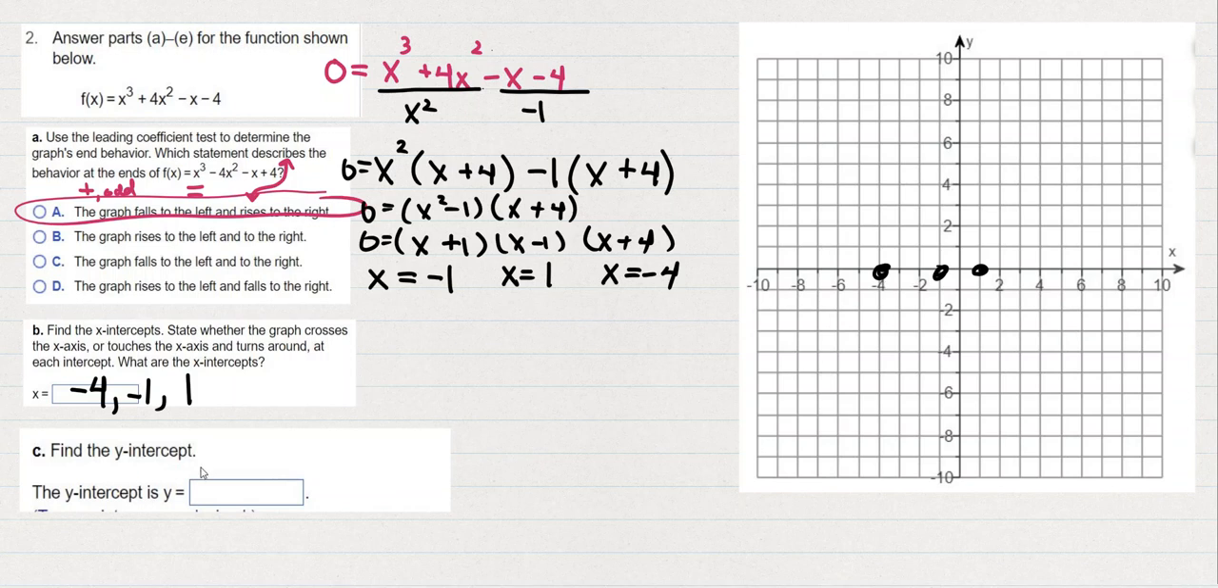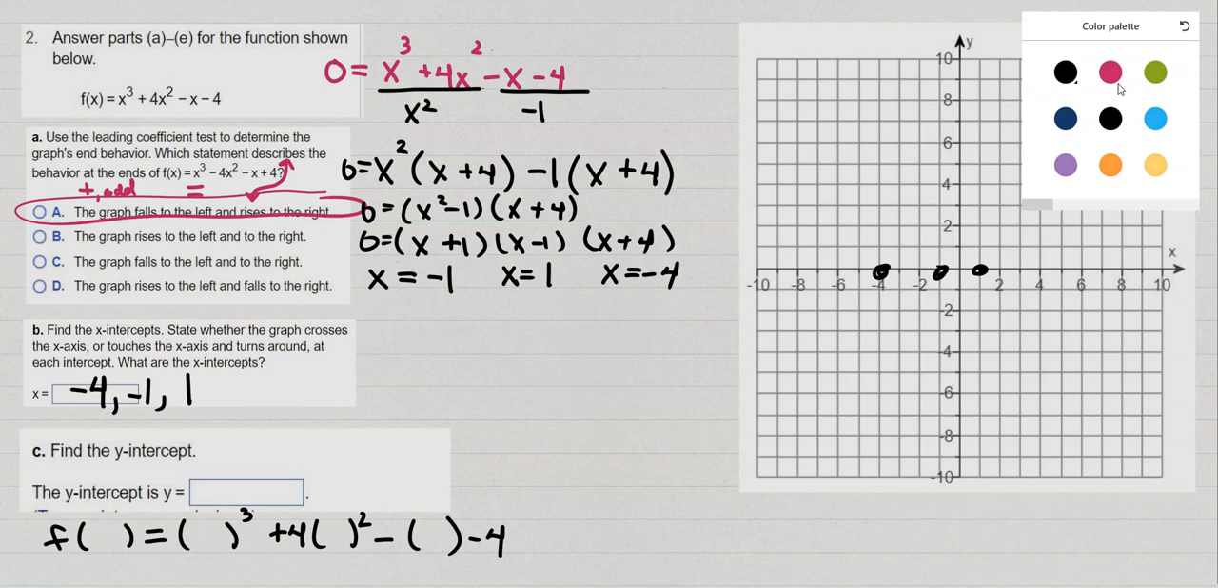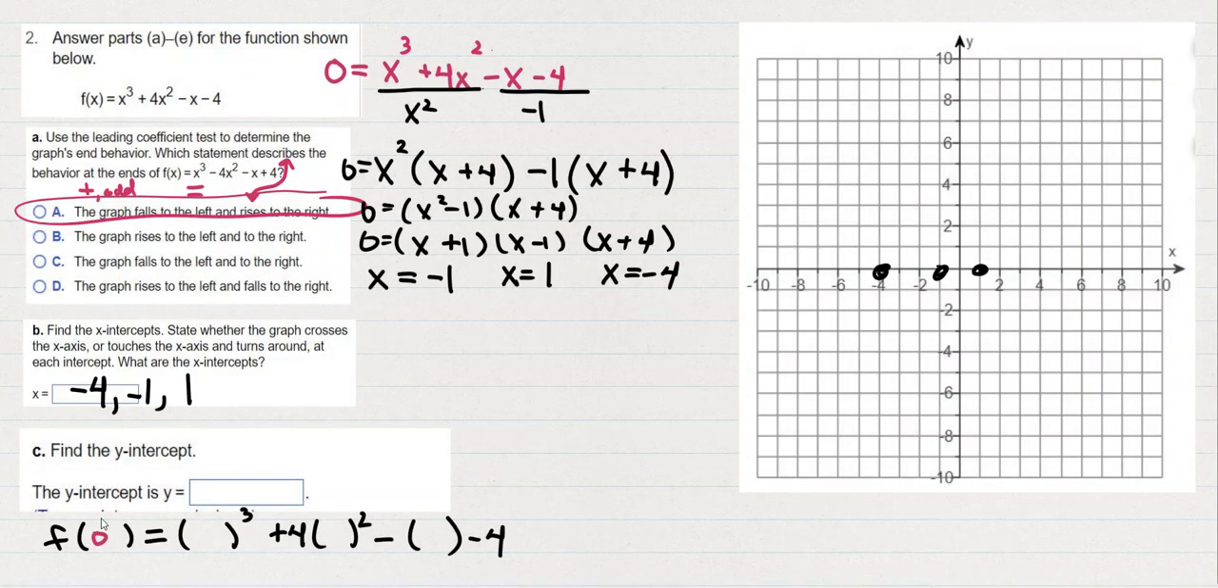To find the y-intercept, that's even easier. I'm going to replace the x with 0. So we'll have 0 cubed plus 4 times 0 squared minus 0 minus 4. So let x equal 0. We'd have 0 cubed, 0, 0, and this all turns to 0 plus 0 minus 0 minus 4. So the y-intercept is negative 4. So we could say that when x is 0, y is negative 4, and that's this point right here.